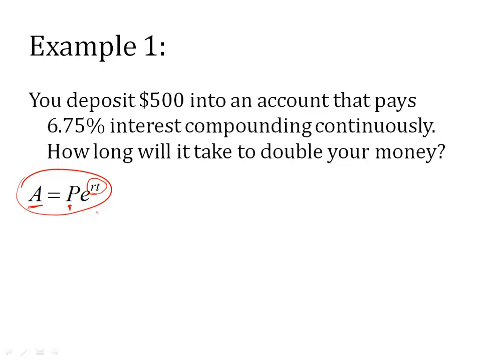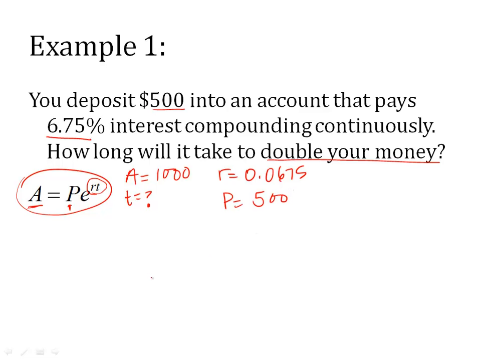All right, so the first thing you're going to have to do is identify what the different values are going to be. So A, what is the amount of money I want it to be? Well, I'm looking for how long it's going to take to double my money. So how long is my t? That's the unknown here, okay? The amount I'm looking for is double whatever 500 is, which we know is 1,000. The rate is 6.75%, but I have to convert that to a decimal, so 0.0675. And then the principal. How much did I initially put in? $500.